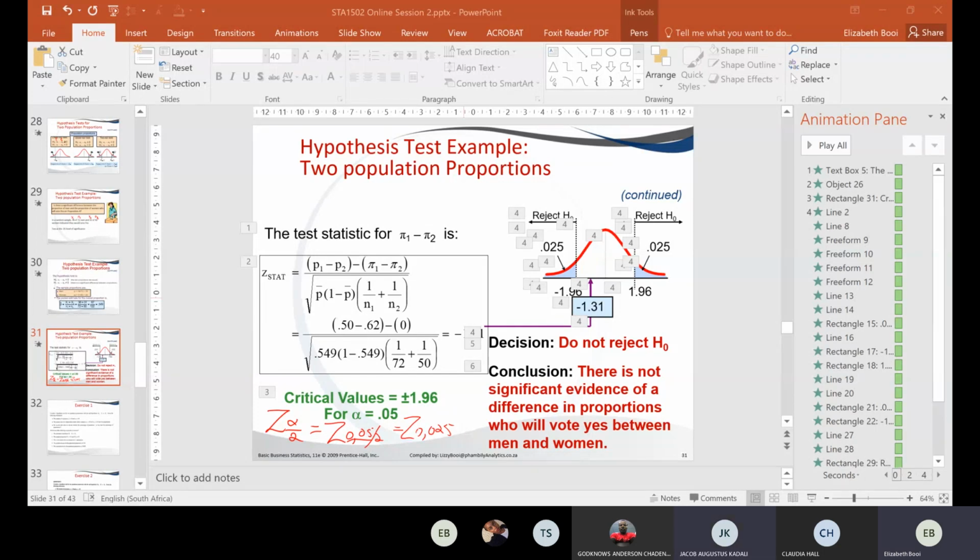Sorry, ma'am. Yes. Can you share the table, please? We don't see the table here.